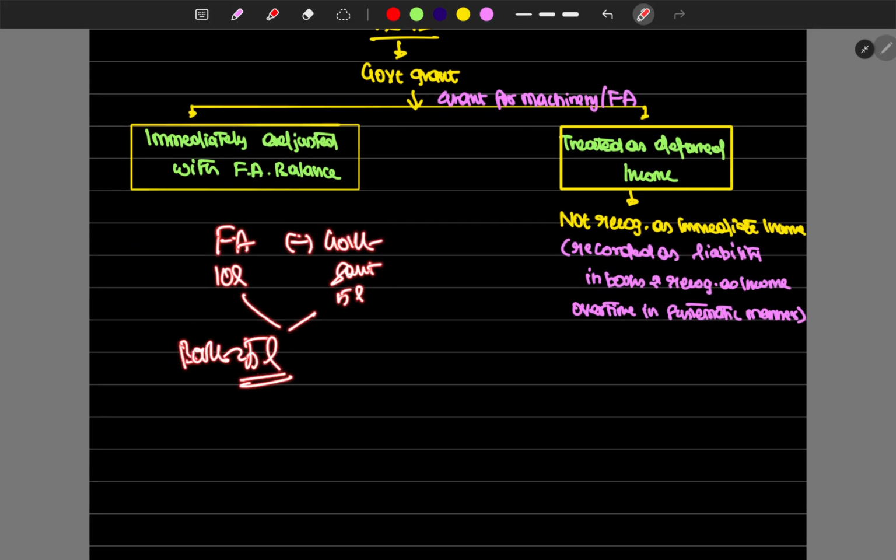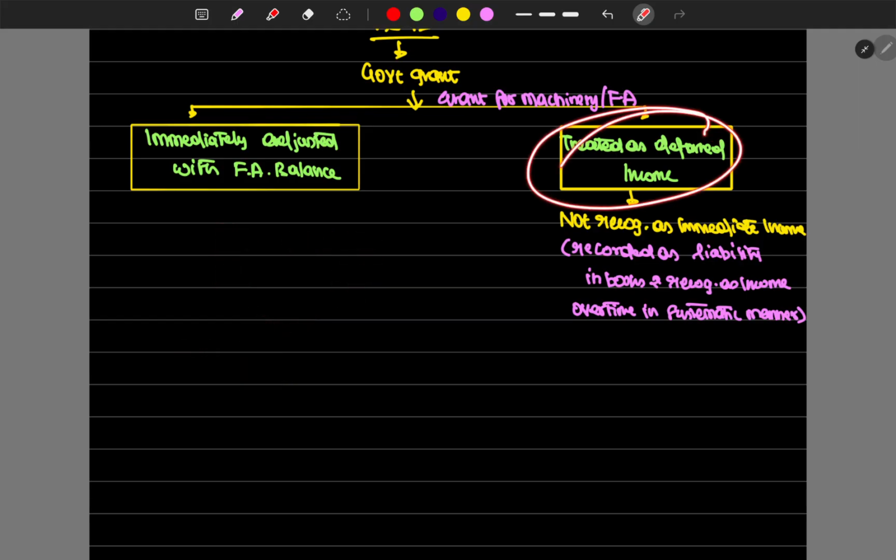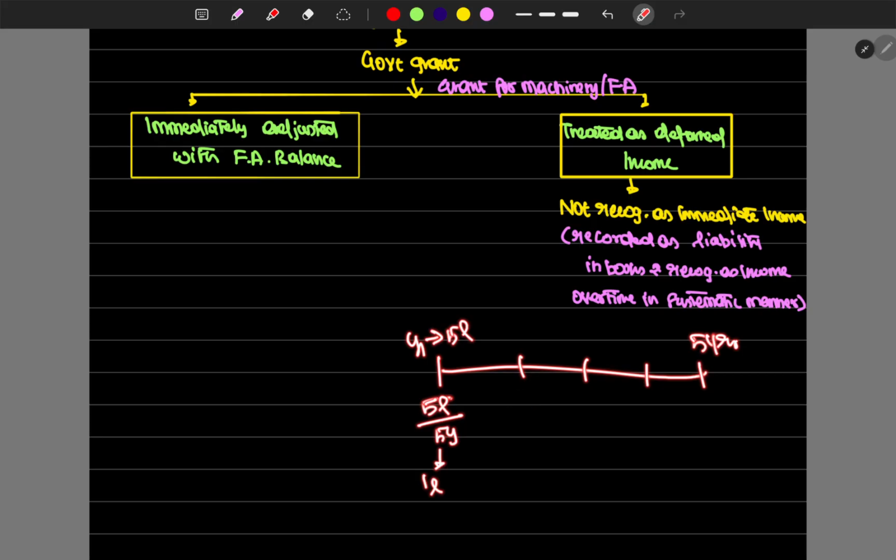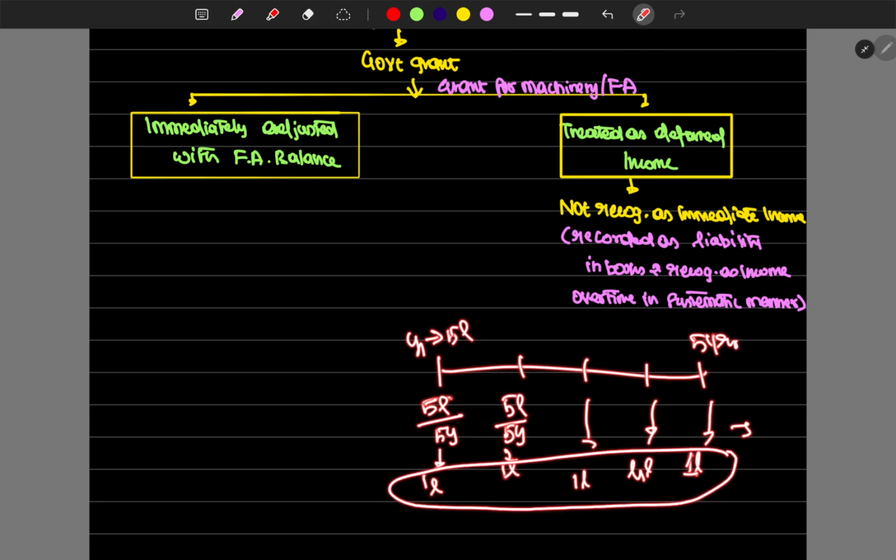Okay, in books. What if the grant has been treated as deferred income? Deferred income means in year 1 I received 5 lakhs, and I am using that asset for 5 years. So on the first year I will recognize 5 lakh divided by 5 years, 1 lakh. Every year I will recognize 1 lakh, and at the end of the period I'll have recognized all the 5 lakhs as income in my books.